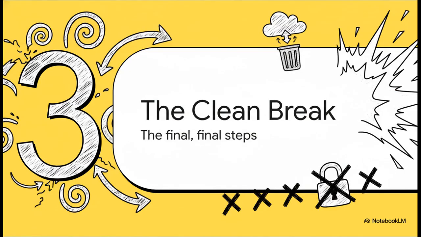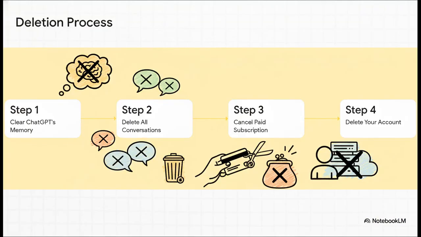So you've extracted your intelligence, your data is safely archived, and now we arrive at the final phase, the clean break. I have to be really clear here. These next steps are the point of no return. They are final and they are irreversible. The process here is methodical. First, you'll clear its memory. Then you delete all your conversations.